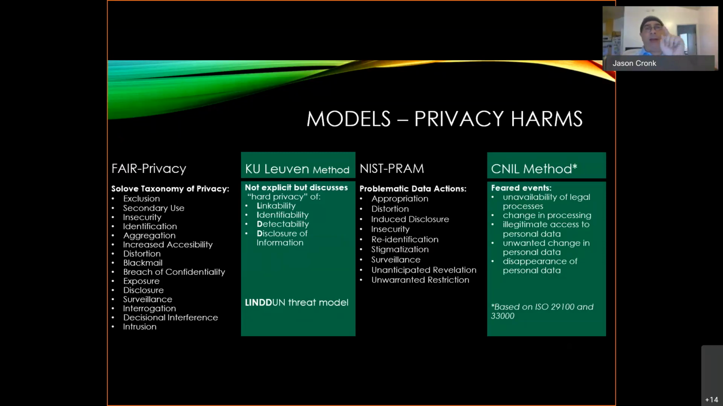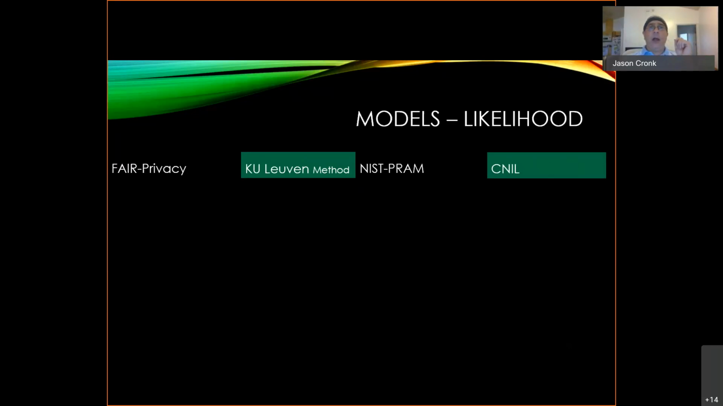Now, NIST still has it, even though it looks from an adverse effect of individual action, it still looks at it from an organization perspective, and we'll get into that in a second. So now let's look at the four models in terms of, remember, there's likelihood and severity.